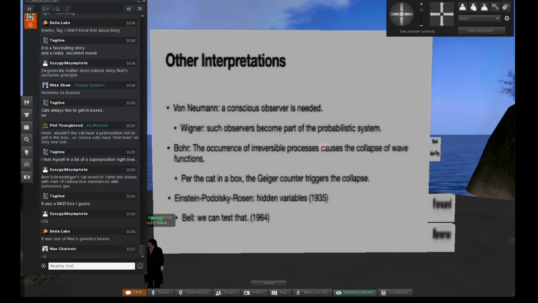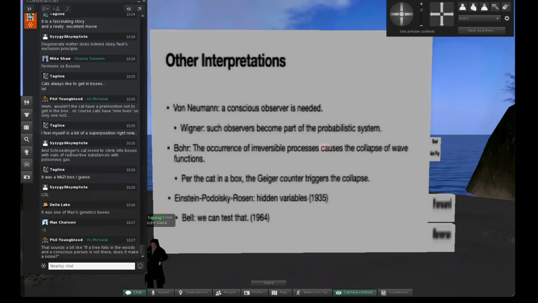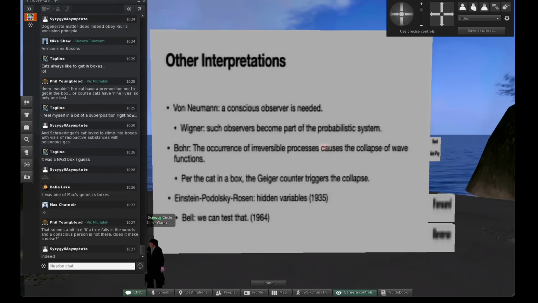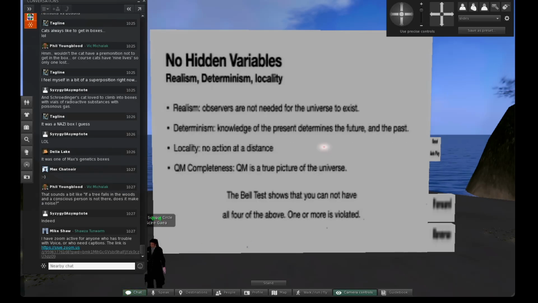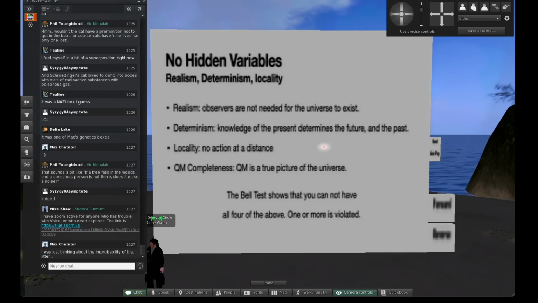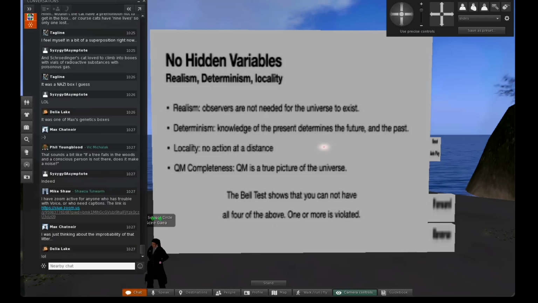Of course, as we said, Einstein, Podolsky, and Rosen wanted hidden variables. Well, in 1964, Bell said that we can test that. He came up with the Bell inequality that allowed you to do a statistical test to show what was actually going on. And what the Bell inequality proved, as people got back to it in later years, is that you couldn't have hidden variables.